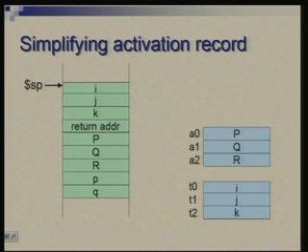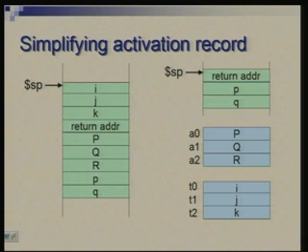So, with this we have a smaller activation record which needs to take care of the return address and 2 of the parameters, small p and small q.